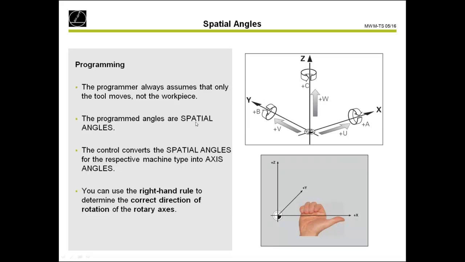So now it's important for us for spatial angle, for programming with spatial angles, we only need the right-hand rule. So this is for us the important way, just to get the information in which direction is plus or minus.